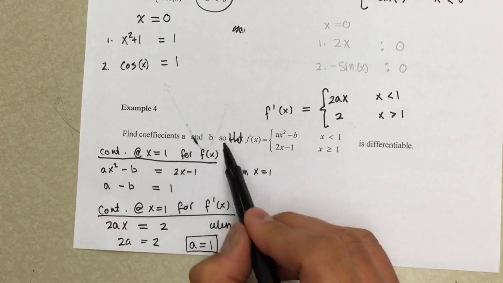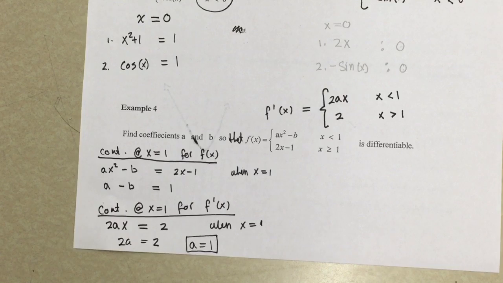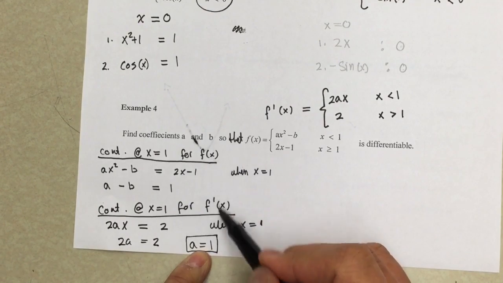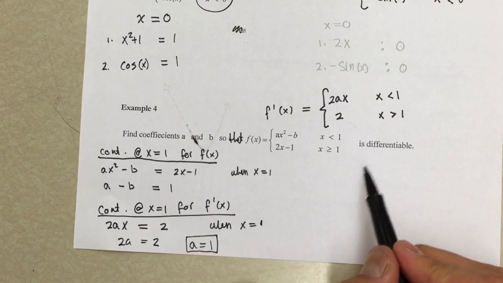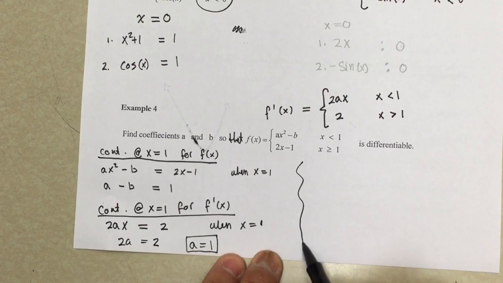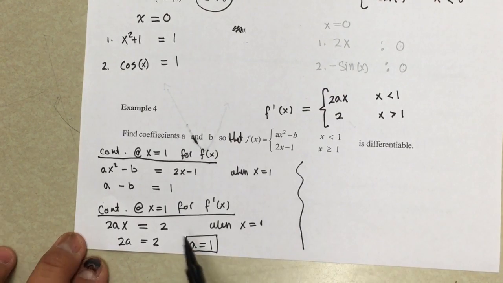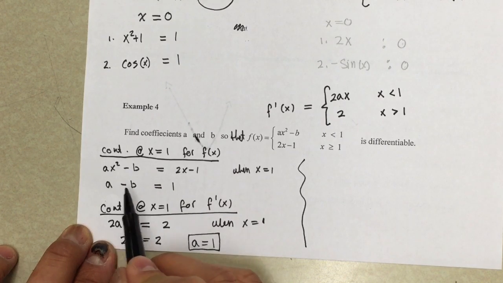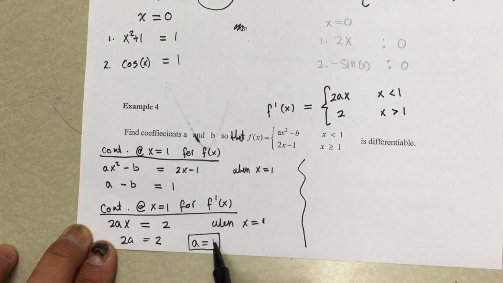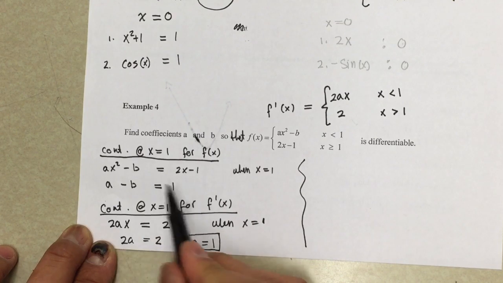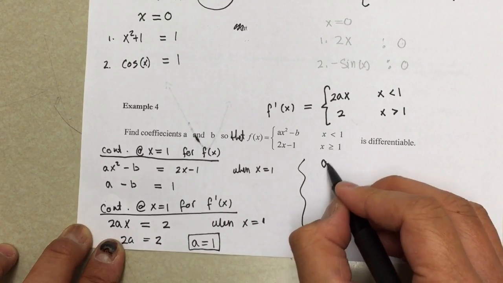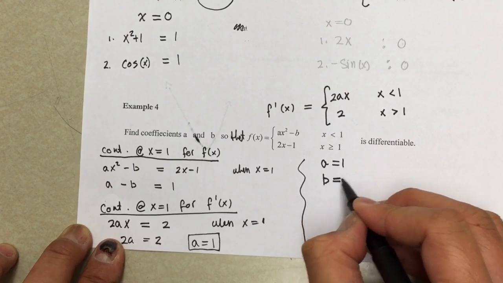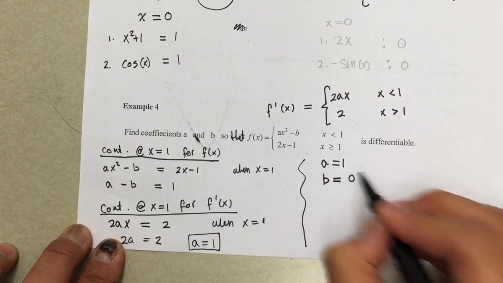We're trying to find a and b so that this function is differentiable. So when a equals 1, these two functions are guaranteed to be continuous. But we also need to find that b value, right? We know how to find b because we have a relationship between a and b and this number 1. So if you know a equals 1, replace a with 1 and solve for b. If you do that correctly, it's going to turn out that b equals 0.